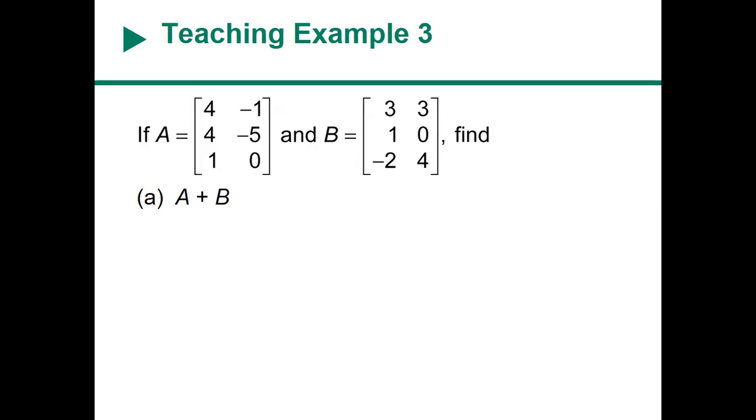So for example, your matrices have to be the same size. Are our matrices the same size? Yes, they are both 3 by 2, 3 rows, 2 columns. And now we go element to element. So 4 plus 3 is 7. -1 plus 3 is 2. 4 plus 1 is 5. -5 plus 0 is -5. 1 plus -2 is -1. And 0 plus 4 is 4. And that is your matrix addition. That's it.